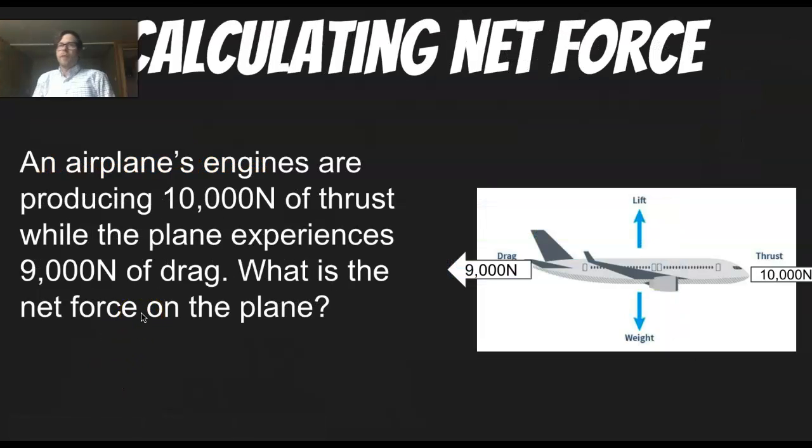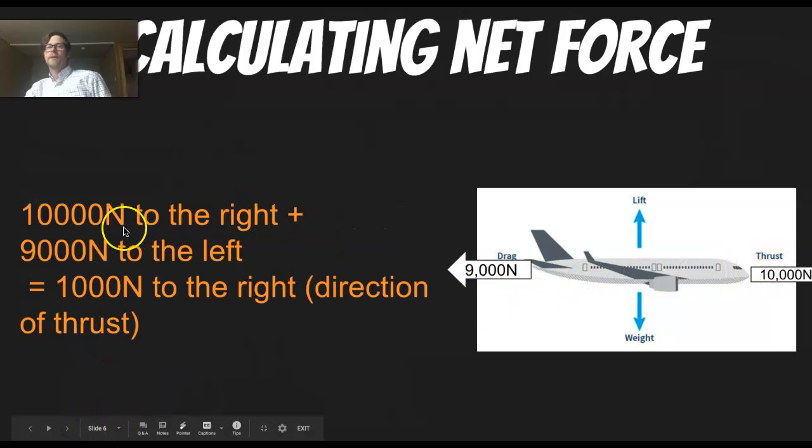So let's take a look at our airplane again. Imagine our airplane is producing 10,000 newtons of thrust, but the force of drag, the air resistance, is only 9,000 newtons. So what is the net force on the plane? Well, if you think about it, this 9,000 is sort of canceling out all but 1,000 of the thrust, right? So 9,000 of this thrust is just to oppose that drag, leaving you an extra 1,000 newtons.